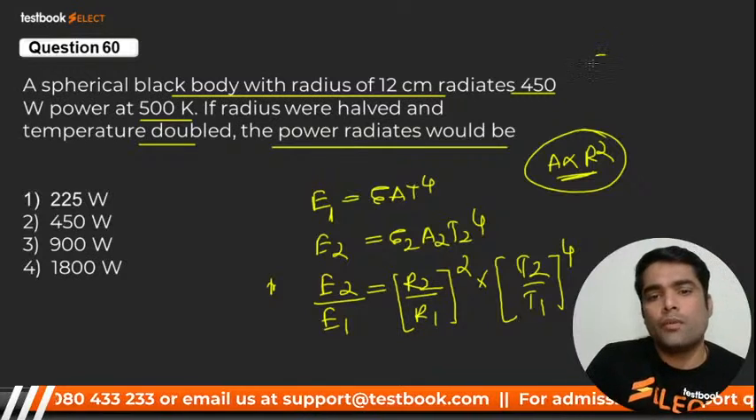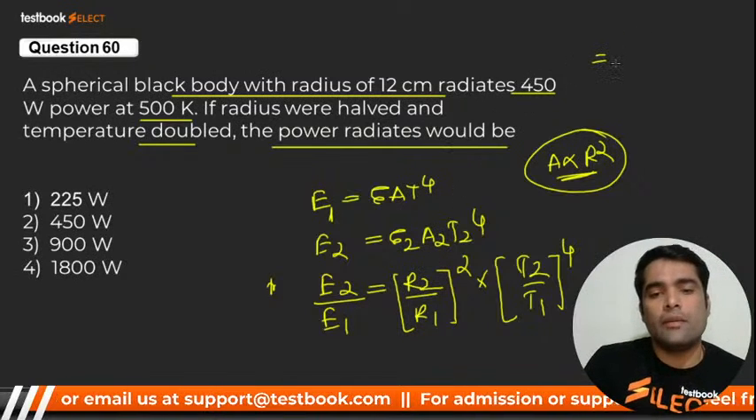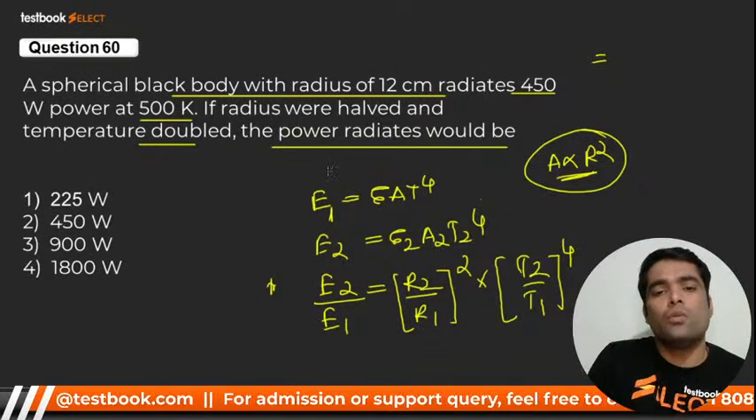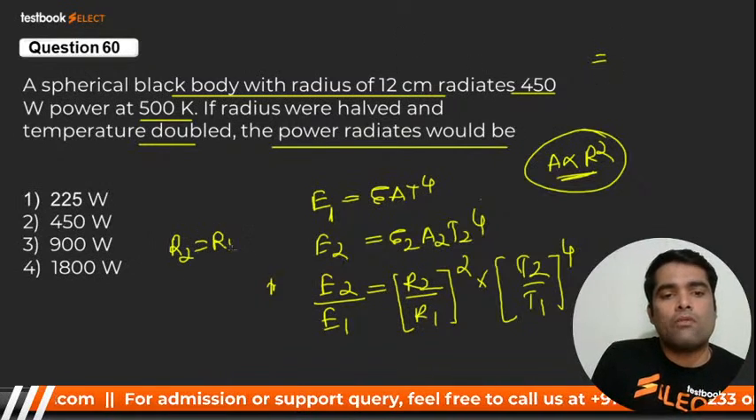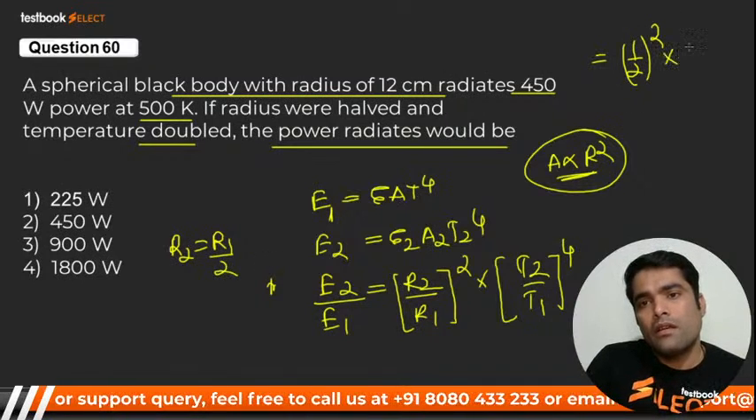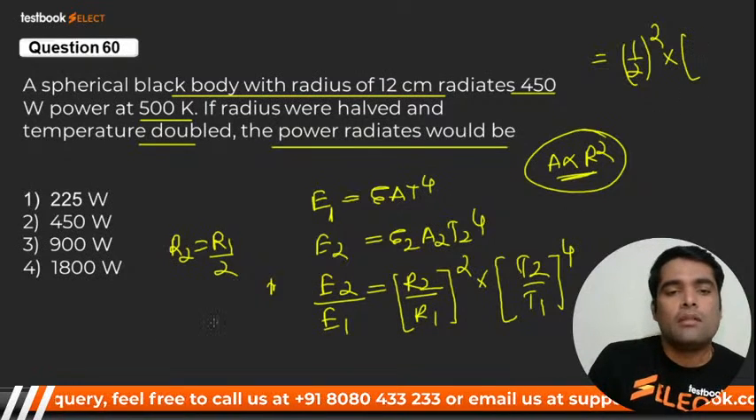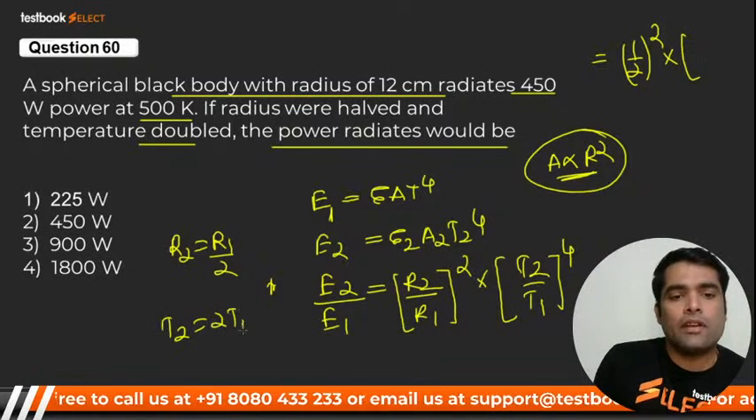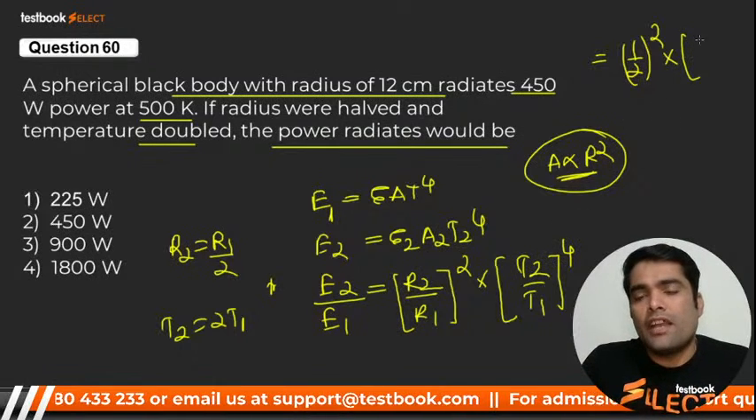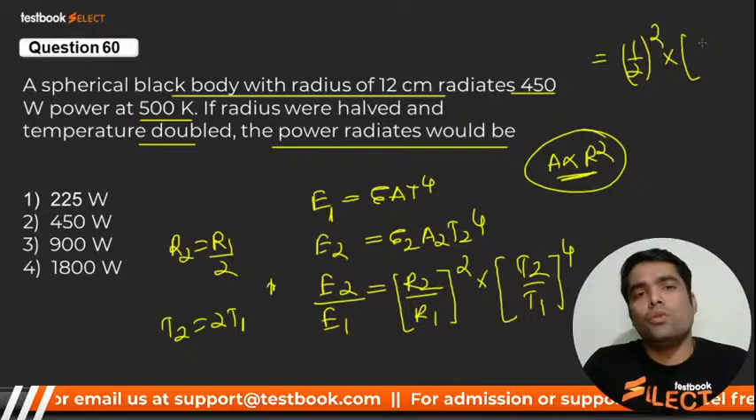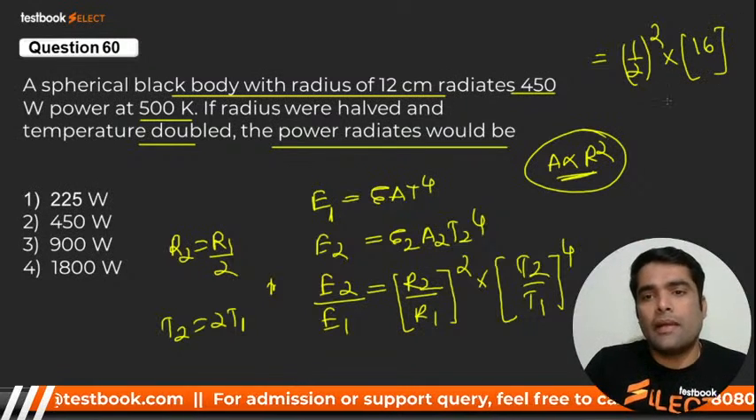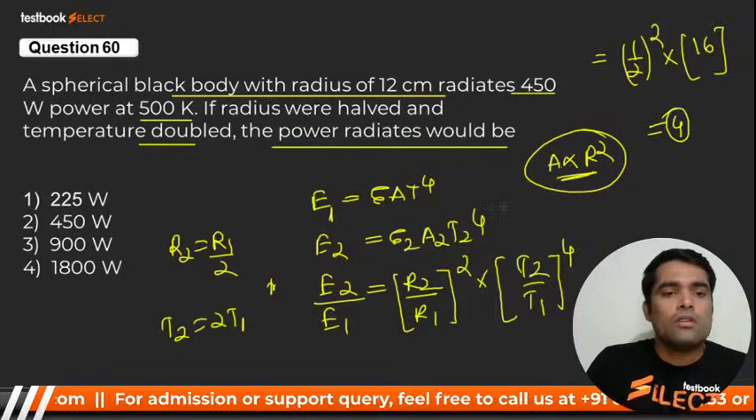सो सी व्हाट इट शुड बी, R2 बाय R1, हाफ कर दिया आपने, हाफ. सो दैट मीन्स R2 इज इक्वल टू R1 बाय 2 ना. सो क्या हो जाएगा? 1 बाय 2 का स्क्वायर, मल्टीप्लाई बाय टेम्परेचर डबल मतलब T2 इज इक्वल टू ट्वाइस T1, राइट? सो इट शुड बी व्हाट? 1 बाय 4 इंटू 2 रेज टू 4, 2 इंटू 2 इंटू 2 इंटू 2 मतलब 16 आएगा, राइट? 16 आएगा, राइट ना? सो इट शुड बी व्हाट? 4.